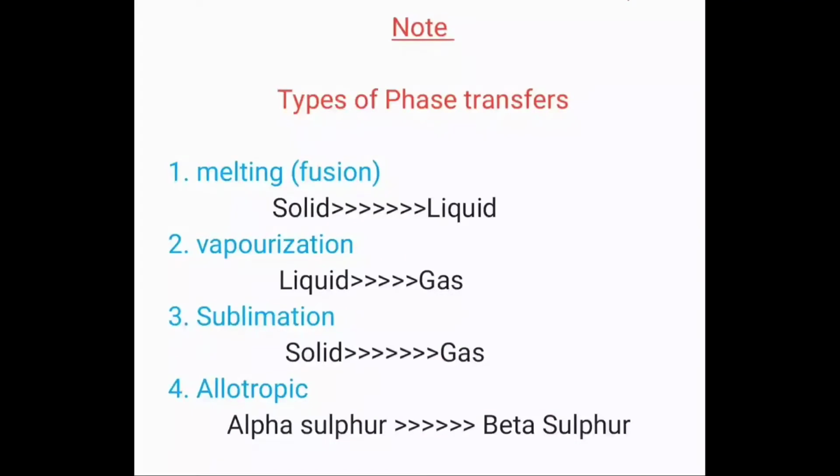So friends, this is all about phase transfer. There are four types of phase transfer. One is melting or fusion, another is vaporization, third is sublimation, and fourth is allotropic mixture. I hope you easily understand these four points: what is melting, what is vaporization, what is sublimation, and what is allotropic mixture. The types of phase transfer are for your knowledge, so write them down as a note. Next I will explain the entropy change during the phase transfer.